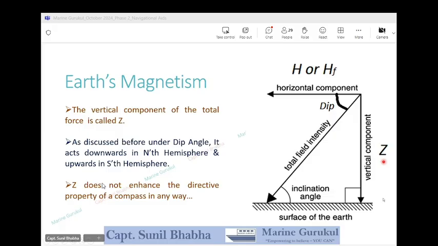This Z component or vertical component does not affect the directive property of our compass in any way. It does not enhance or diminish the directive property of the compass. This Z component, however, affects the magnetism of the ship, which we will discuss under the head of ship's magnetism. Clear, beta? Any doubts coming in?